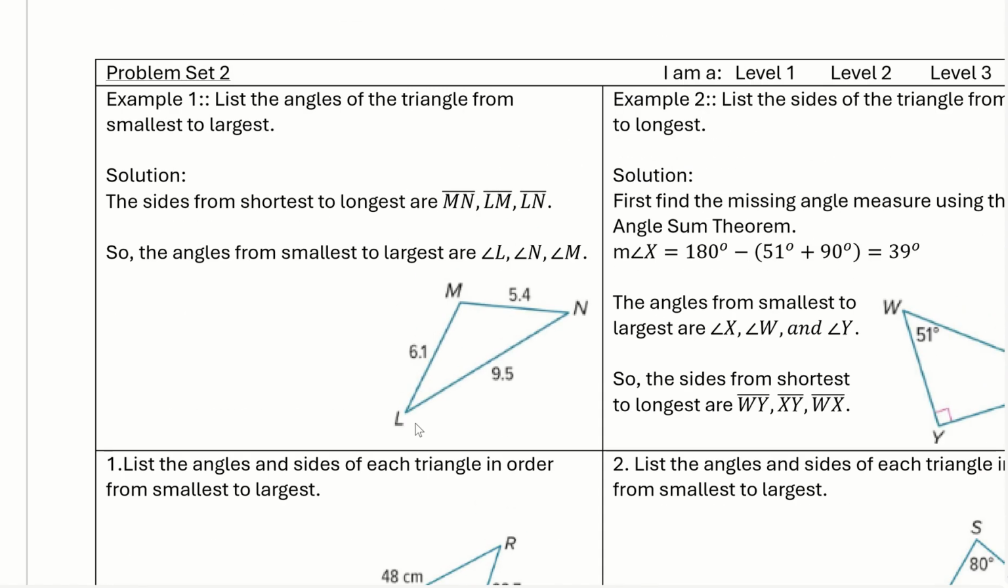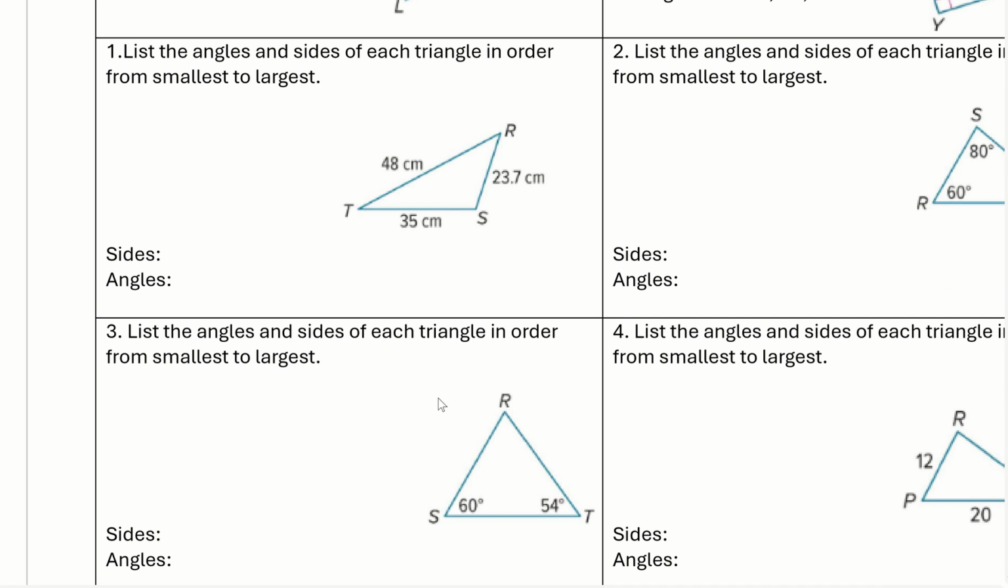Problem set number 2. List the angles of the triangle and the sides from smallest to largest. All right, so this is comparing inequalities for one triangle. So look at the smallest side. The smallest side is 23.7, which is RS, right? Because that is the smallest side, the angle opposite of that, angle T, has to be the smallest angle. Let me write angle T here. That has to be the smallest.